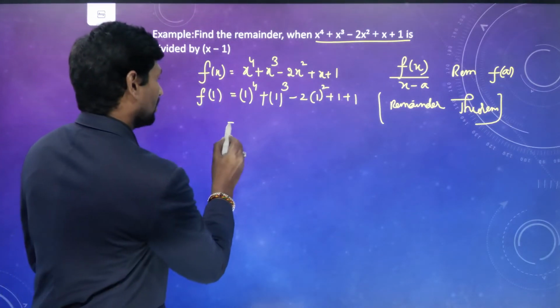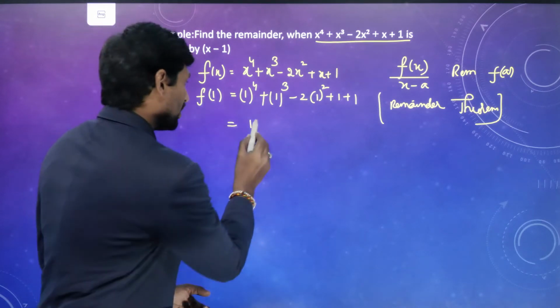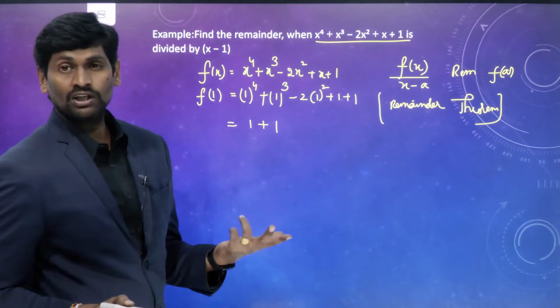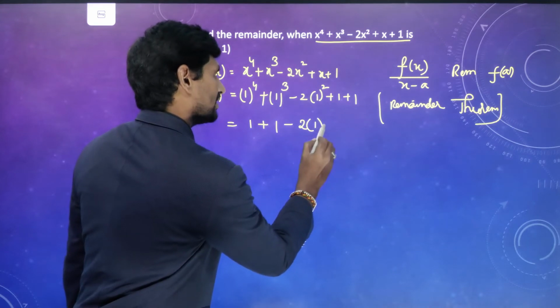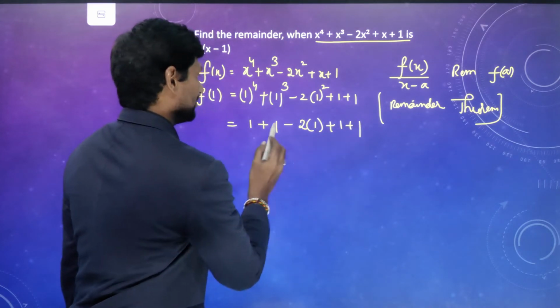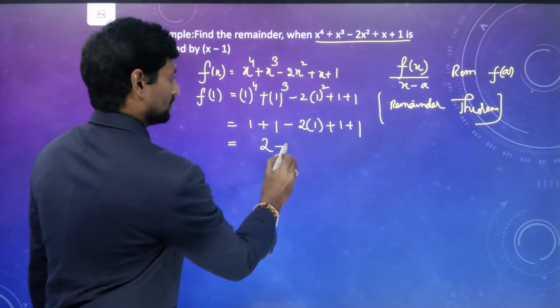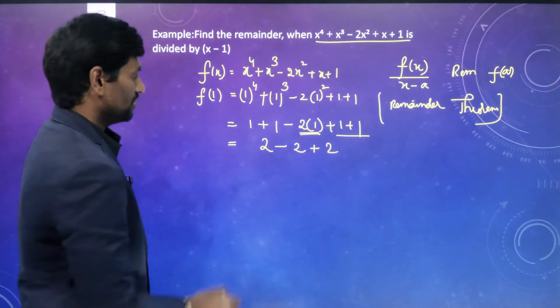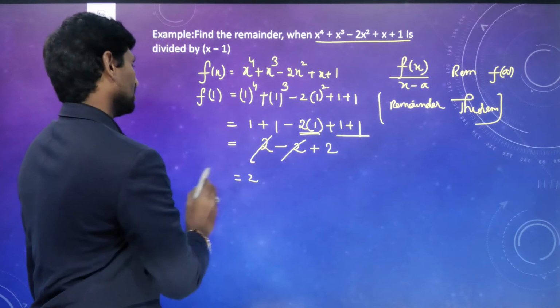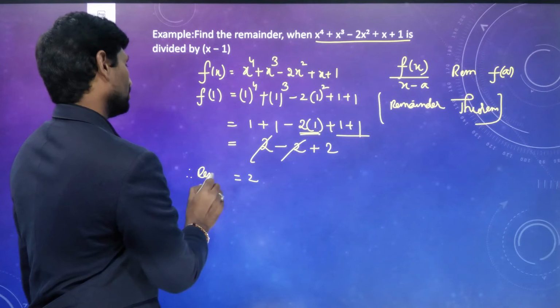Directly, 1 to the power 4 is 1 only. 1 cube, 1 multiplied 3 times, is 1 only. 100 times also 1 only. 2 into 1 square, 1 plus 1 plus 1. Okay, 1 plus 1 is 2. 2 ones are 2, minus 2. 1 plus 1 is 2. Plus 2 minus 2 cancel, the remainder is 2. Therefore, the remainder equals 2.